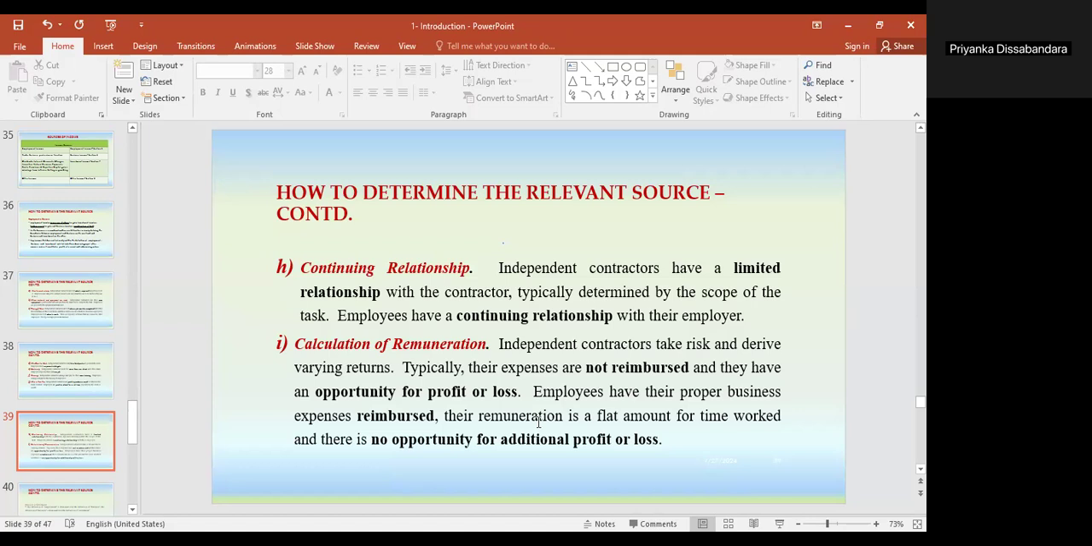For earn that income, he has to incur some expenses. Finally, he will receive profit or a loss. But an employee have their proper business expenses reimbursed. Their remuneration is a flat amount for time work and there is no opportunity for additional profit or loss.